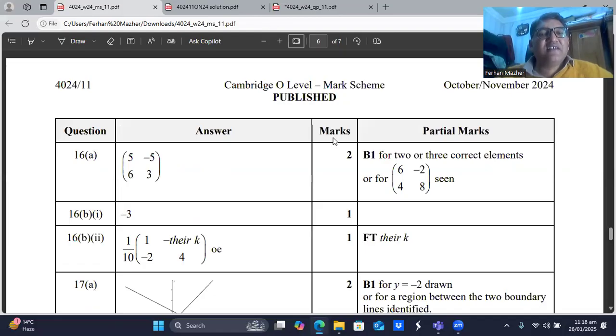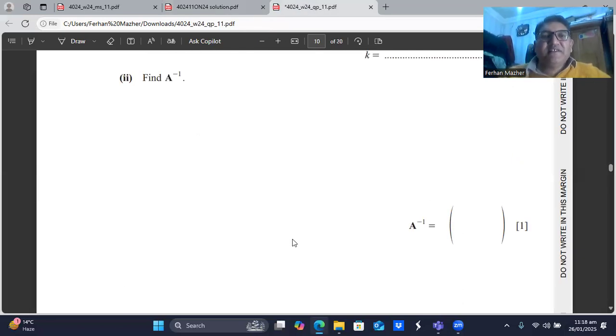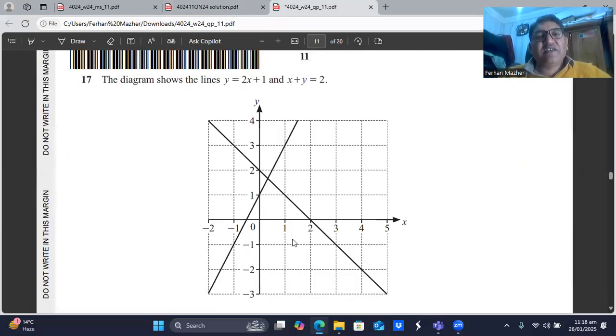Let's check the answer. So 1 by 10 and 1 and the value of K here, and our answer is right. We have put the value of K here. So this is how that question is done. Let's go to the next question.